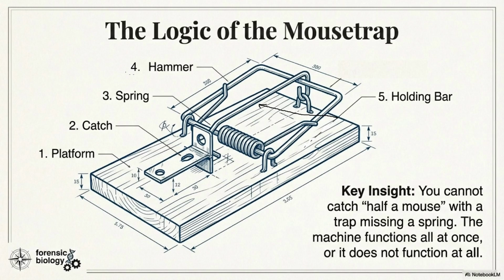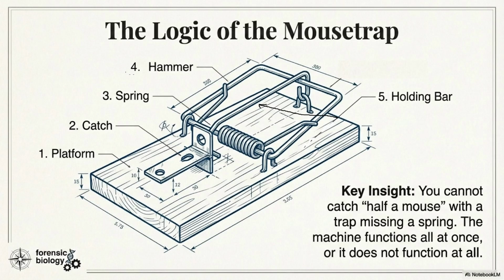Right. So think about the parts of that trap. You've got the wooden base. You've got the hammer, which is the part that actually crushes the mouse. Morbid, but yes. You have the spring to provide the power. You have the catch to hold the hammer back and the metal bar to release it. So 5 parts. Got it. 5 parts.